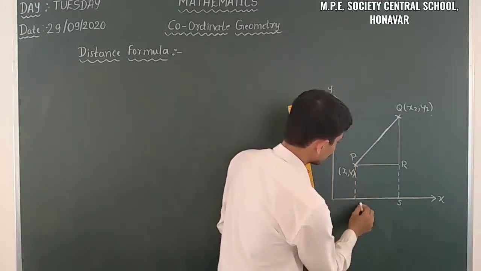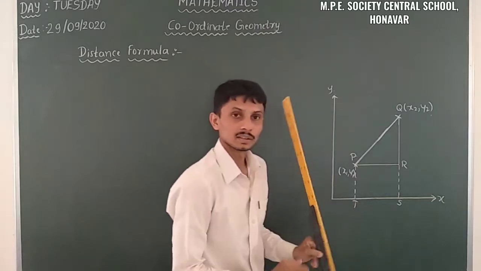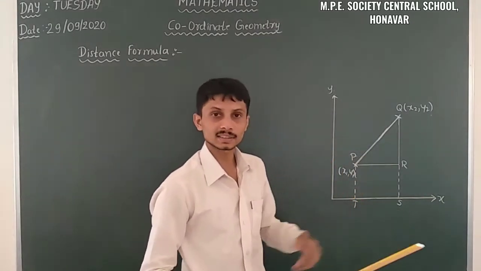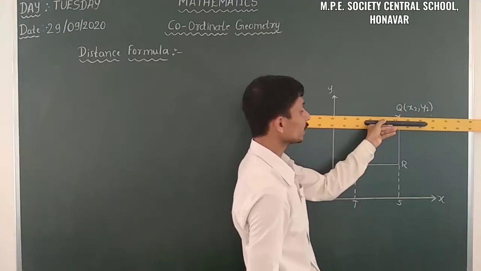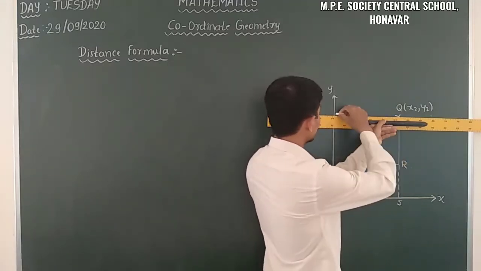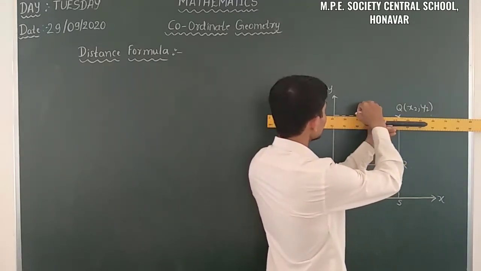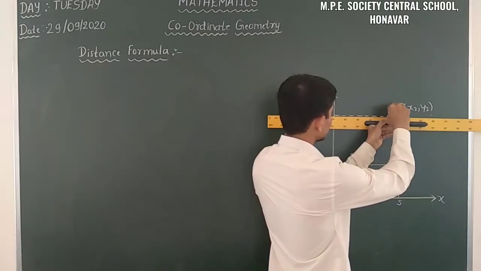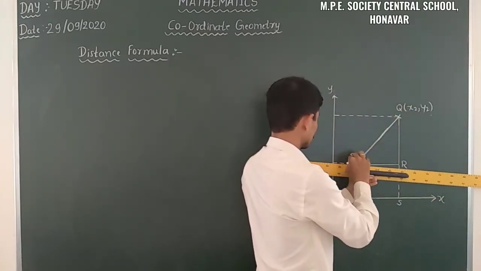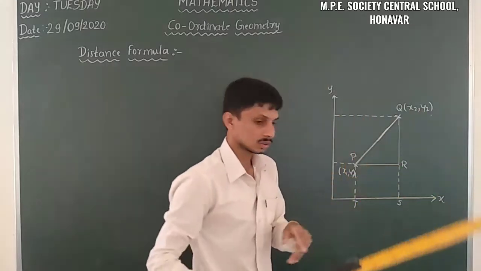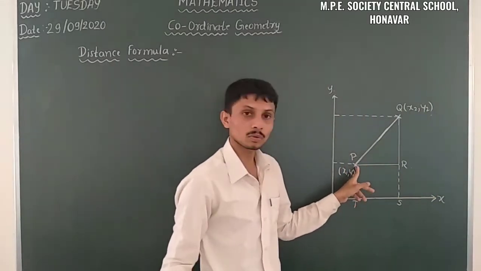Yes. I will take T here. Then here we have it on the x-axis. Also here we have to draw a line perpendicular to the y-axis. In each case we have to take it here also and here also. So this is the point x1, y1.